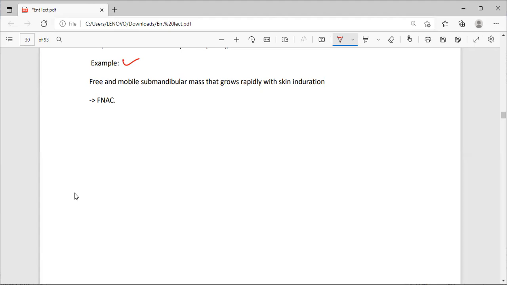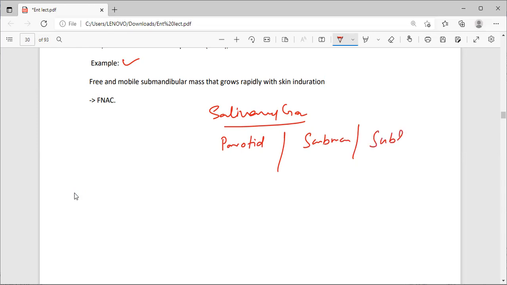So let's go to the salivary glands. First I should briefly tell you what the salivary glands are. Salivary glands are basically three: one is called the parotid, one is called the submandibular, and the other one is called the sublingual. Most tumors are from the parotid, and mostly stones are from the submandibular.